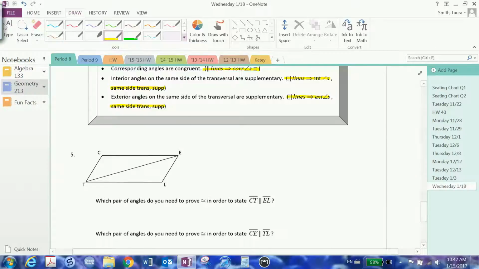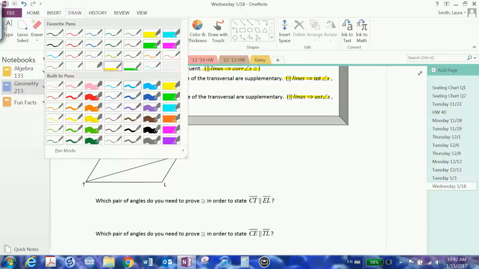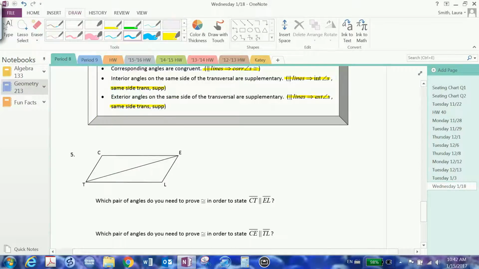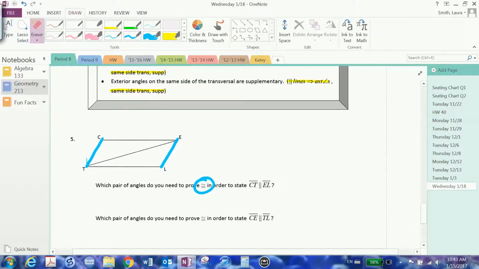All right, so these get a little tricky, so we want to make sure that we know what's going on here. Let's say I wanted to prove CT parallel to EL. Well, what's the transversal? What's the line that cuts both of these? We have 3 transversals. CE cuts them both, TE cuts them both, and TL cuts them both. But in order to prove them congruent, that's my task.